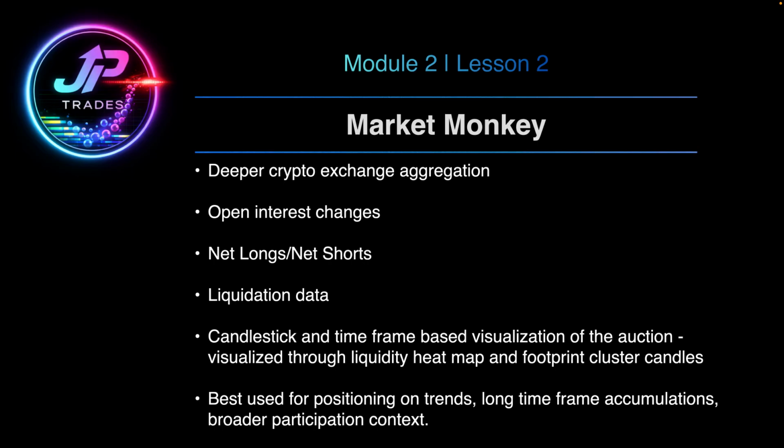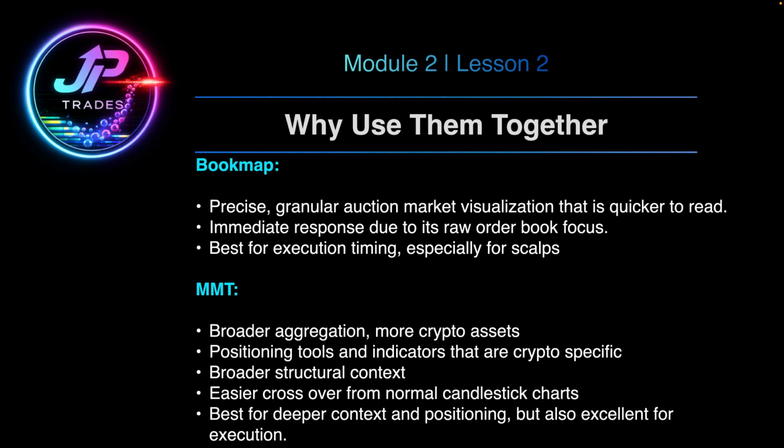So, simple breakdown: Bookmap is very granular. Bookmap can get more granular than any other order flow software out there. It has a very ladder level focus and interaction visualization to it, so it's going to look different than any other order flow software out there. Its focus is best for sharp execution timing. There's really nothing better for very fast scalps or intraday trading. Now, MarketMonkey offers more aggregation and has more tools that focus on participation and especially positioning across crypto. So it's best for context and bigger picture clarity.